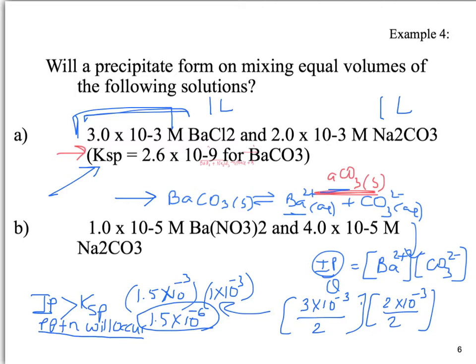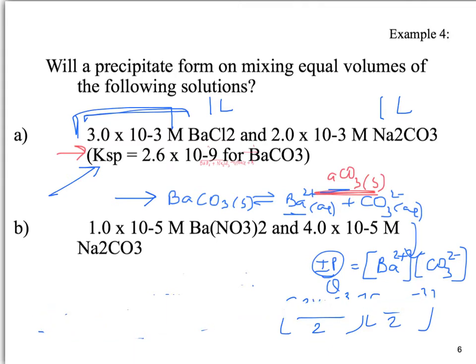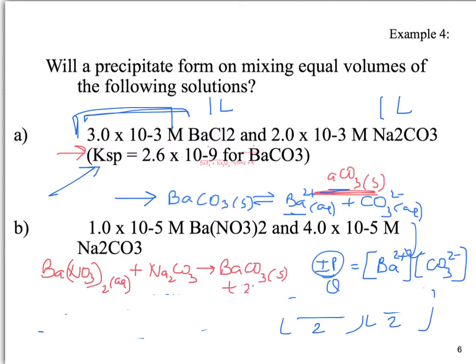Let's take a look at another one, which is along the same lines. We have barium nitrate this time and sodium carbonate. So let me erase to make room for what we want to discuss next. I'm mixing barium nitrate with sodium carbonate. So Ba(NO3)2, which is aqueous, is being mixed with Na2CO3, and again barium carbonate is going to be generated, plus 2NaNO3.